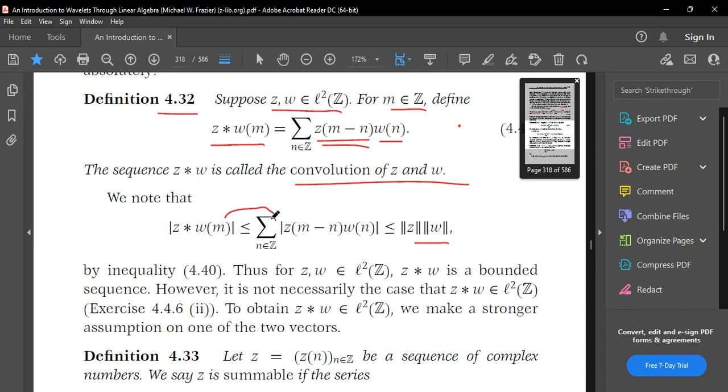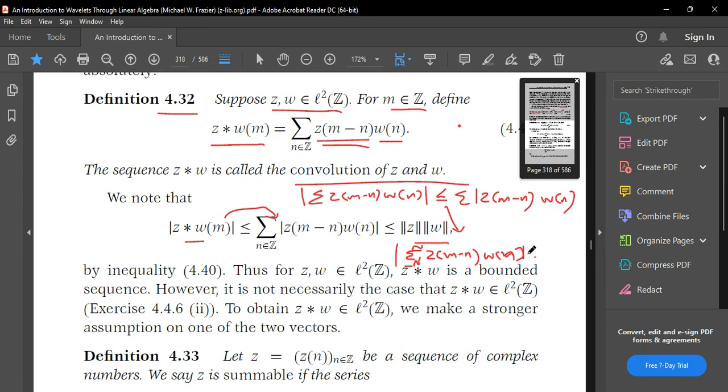This is the formula for z star w. z star w is the modulus of the summation of z of m minus n times w of n. We have to prove that it is less than or equal to the summation of the modulus of z of m minus n times w of n. In the finite case, this becomes the summation from minus n to n of z of m minus n times w of n. If we take the full modulus, it will be less than or equal to the summation of the modulus of z of m minus n times w of n by the triangle inequality for finite terms.